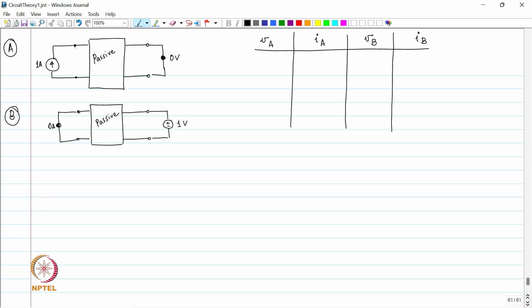Okay. So, first one, let us start from the left hand side. In experiment A, the current is 1 ampere and the voltage is not really known. Let us call the voltage V1 A. Okay. So, let us call this voltage V1 A, and the current in the same direction. What is the current for that circuit element?